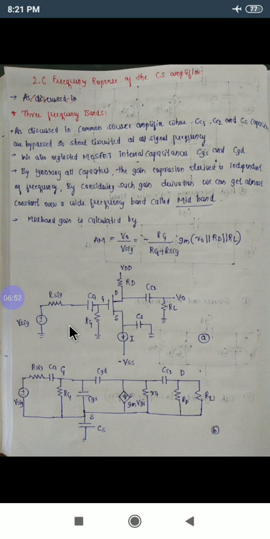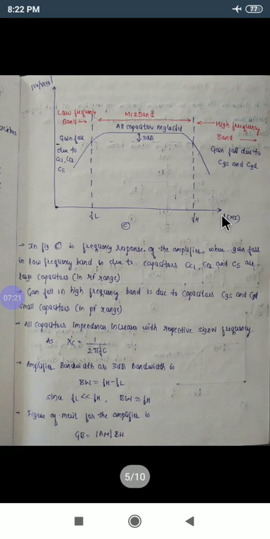That gain formula is independent of frequency, so we get a high gain, and that gain is maintained constant because of this formula: AM is equal to V0 divided by V signal, where V0 is the output voltage and V signal is the input voltage. This is the gain formula. Now see here, CC1, CC2, CS are connected, and the internal MOSFET capacitances CGD and CGS are also considered.